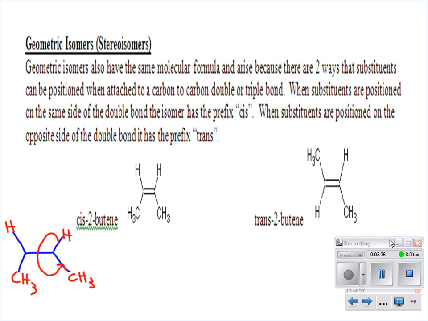When you have a double bond, it's locked in place. It can't rotate. So you have two possibilities. One where the methyl groups are side by side, and that's called cis because they're on the same side of the double bond. They're sisters. And then trans, you have the CH3 groups on opposite sides of the double bond. Now I'm going to show a model for you and pause the video.